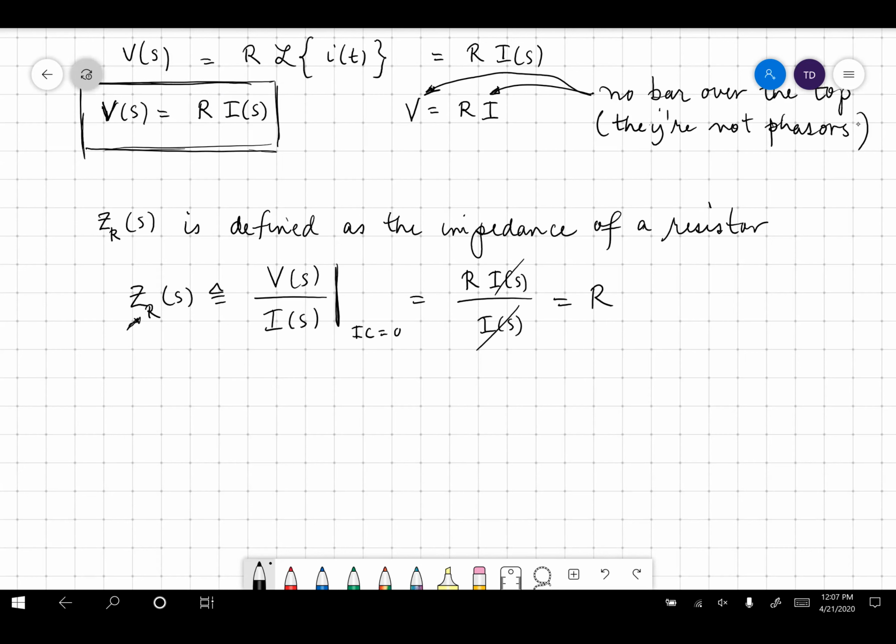And just like when we take the phasor transform, we convert a resistor in phasor world to be R ohms. We have the same thing here. So Z R of S, the impedance of a resistor, is equal to R.